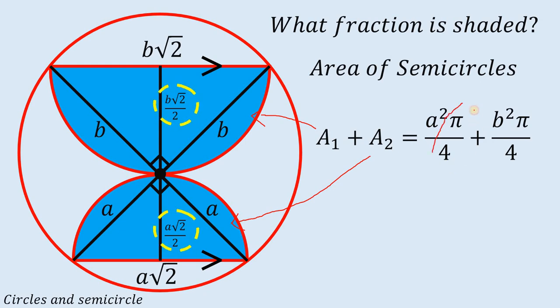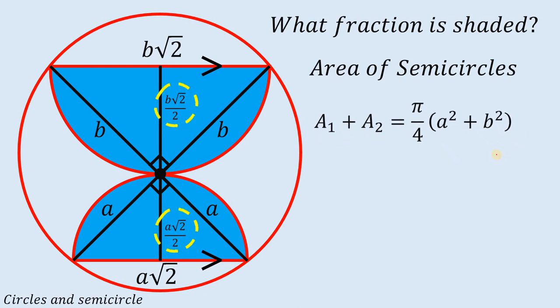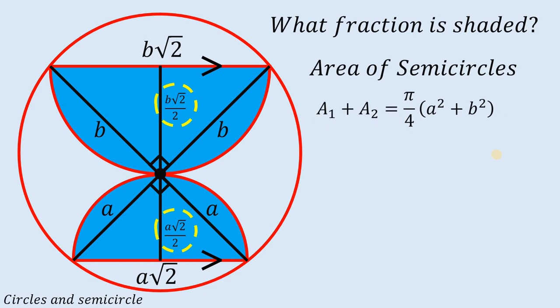Now, we have a common factor here. We have pi over 4 and pi over 4. So, let's factor out pi over 4. This will give us pi over 4 multiplied by a squared plus b squared. This is now the total area of these two semicircles.